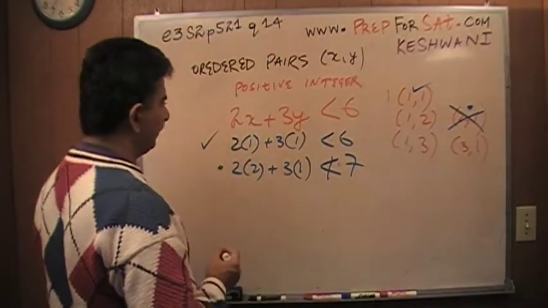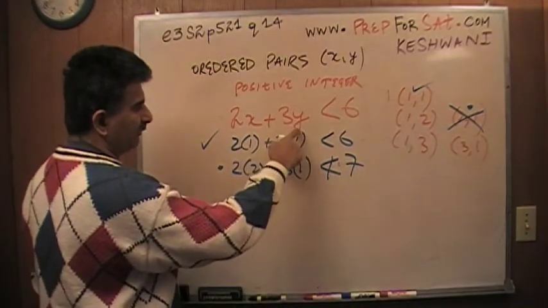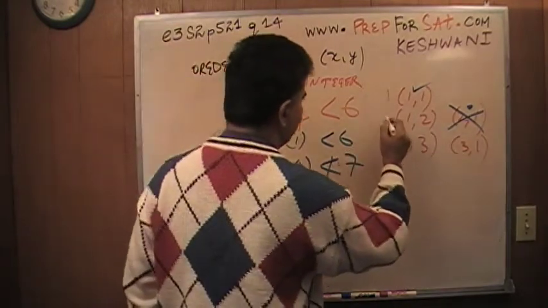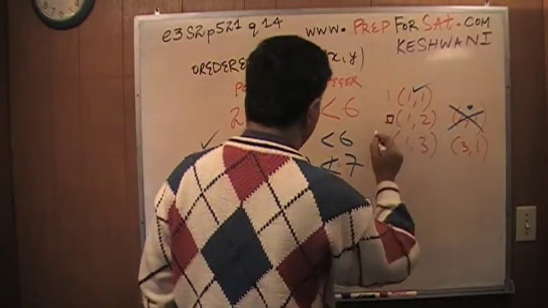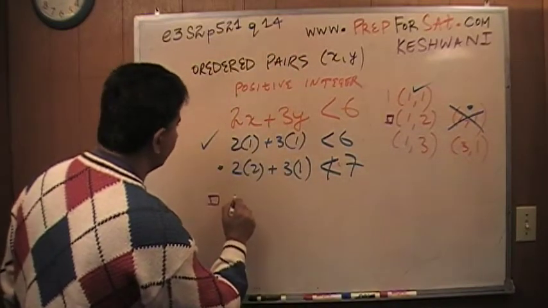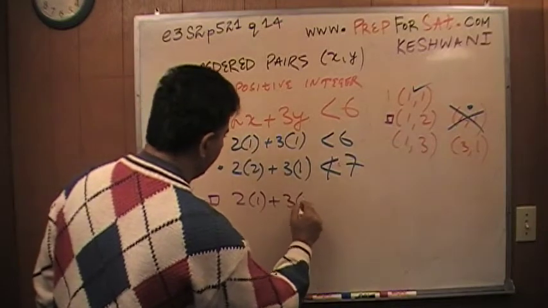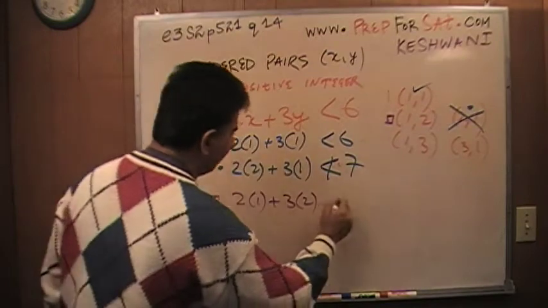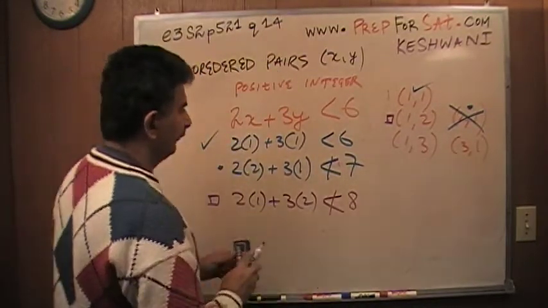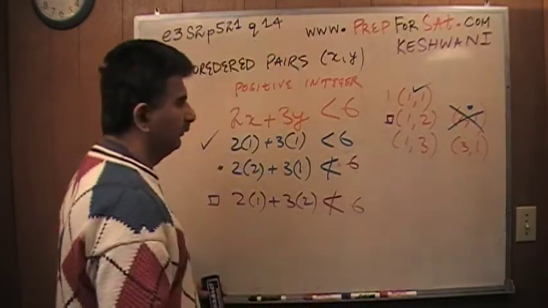How about 1, 2? Did we try 1, 2? Let's try 1, 2. As you can see right away, if I try 1, 2, when I put 2 here, this is going to be 6 plus 2, which is 8. 2 times x, which is 1, plus 3 times y, which is 2. 6 plus 2 is 8, which is not less than 6. This does not work either.